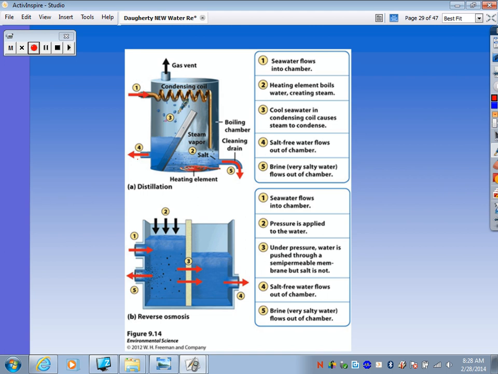Reverse osmosis, here we have seawater flowing into your chamber on this side. Pressure is applied to the water and pushes it through the semi-permeable membrane. Only the fresh water flows over to this side. The salt stays back here. Again, this really highly concentrated salt water is called brine. That would be pumped back out this way. Okay, so only fresh water is collected over here, and you could collect this to use for fresh water.